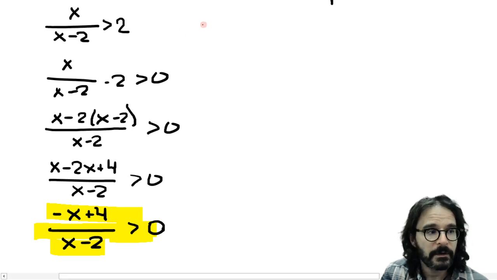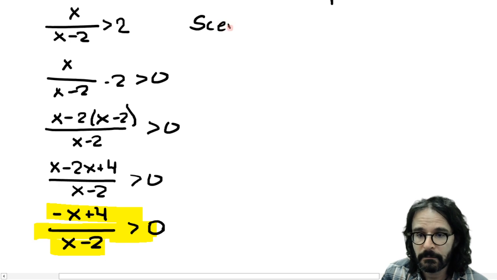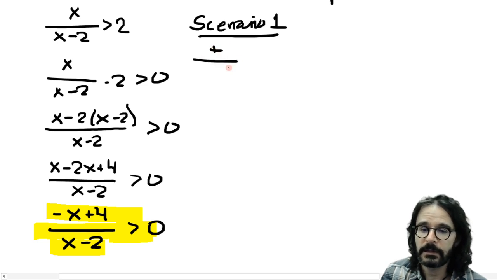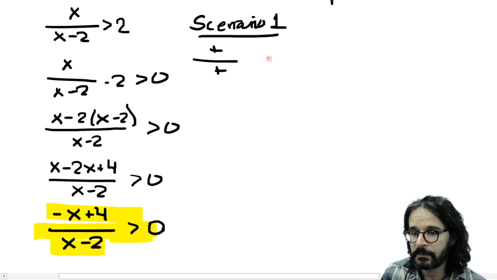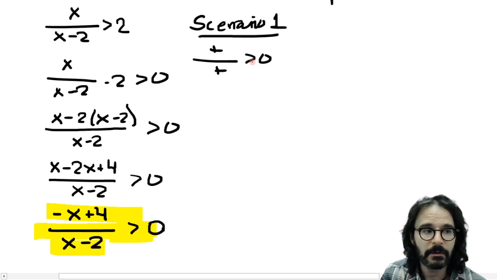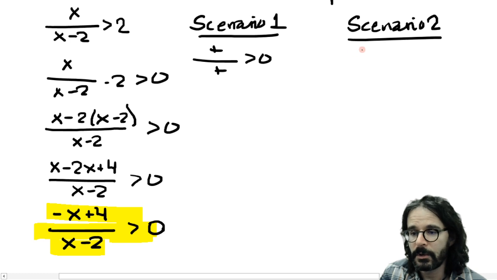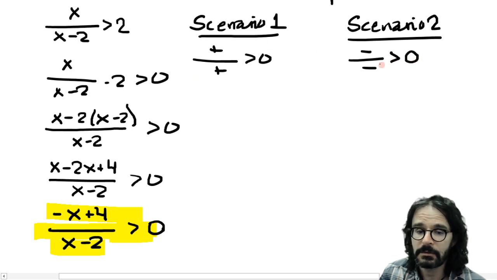Scenario 1 is if the numerator is positive and the denominator is positive. Positive divided by positive is positive, which means it's greater than 0. Scenario 2 is if the numerator is negative and the denominator is negative. Negative divided by negative is positive, so it's greater than 0. So we need to solve this quotient for these two different scenarios.